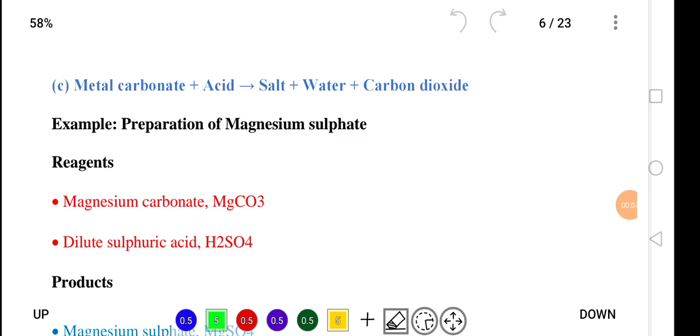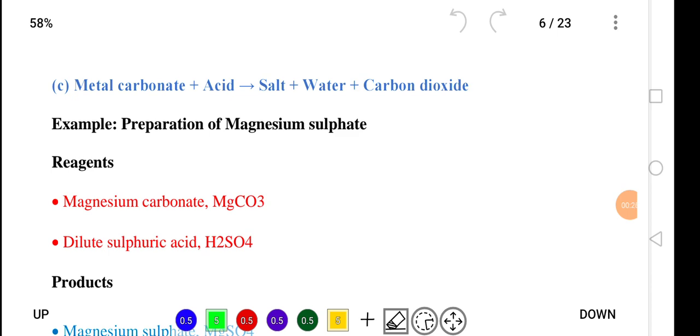I am going to conclude on the preparation of salts. This is soluble salts using neutralization. And when I finish, I think I am going to proceed to the new subtopic.